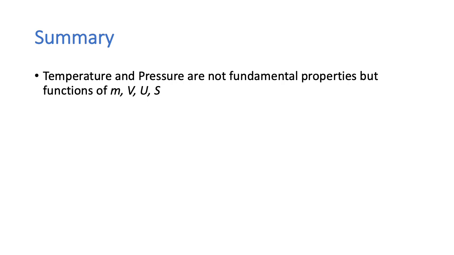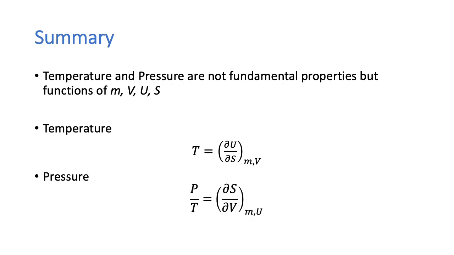To summarize, temperature and pressure are not fundamental properties, but functions of mass, volume, internal energy, and entropy. The temperature is defined as the partial derivative dU by dS holding M and V constant. Pressure is defined by the equation that P upon T is equal to dS by dV holding M and U constant.